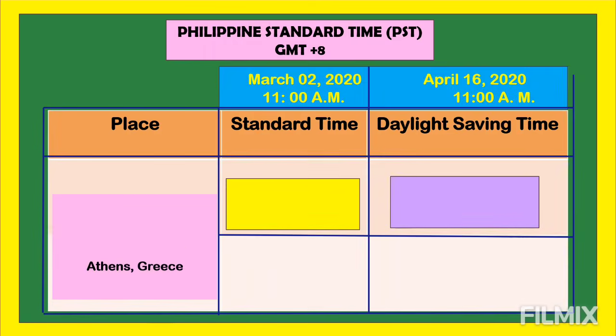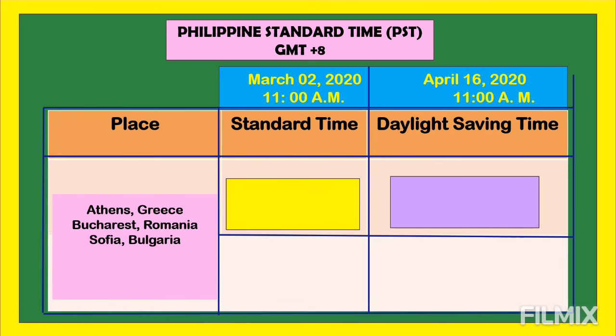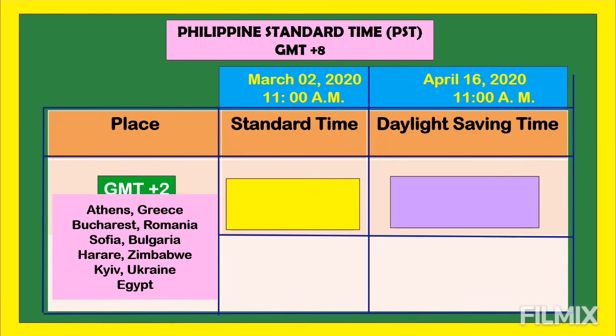Okay guys, the next one is from Athens, Greece, Bucharest, Romania, Sofia, Bulgaria, Harare, Zimbabwe, Kiev, Ukraine, and Egypt. Their time zone is equal to GMT plus 2. So we are GMT plus 8, the Philippine Standard Time zone, then 8 minus 2, the answer is equal to 6. So the time difference is equal to 6 hours. If we're going to convert March 2, 2020, 11 a.m. to their time, we are just going to subtract 6, the time difference, from 11 Philippine time.